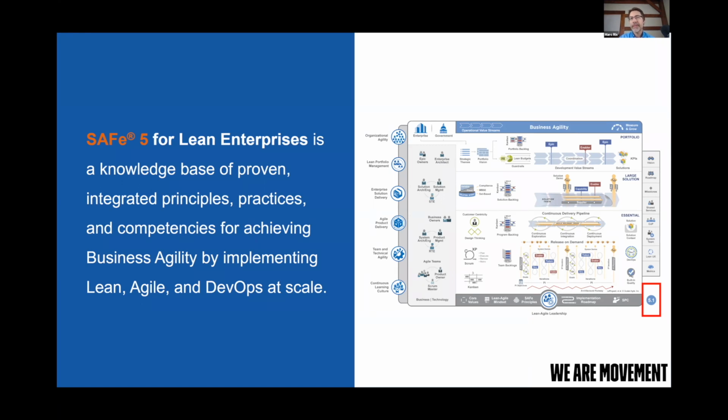So we might see a SAFe Big Picture 5.1, Big Picture 5.2, Big Picture 5.3, maybe expect that, but don't expect the SAFe label to change. It's going to continue to be SAFe 5 for Lean Enterprises until it flips to 6.